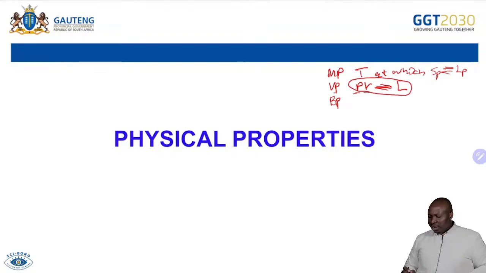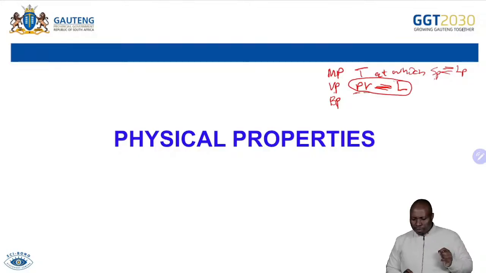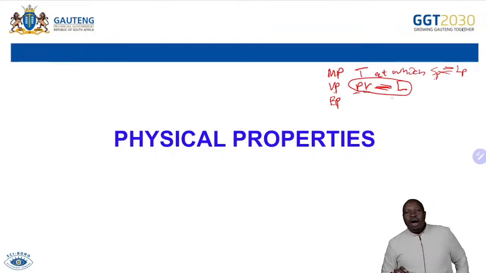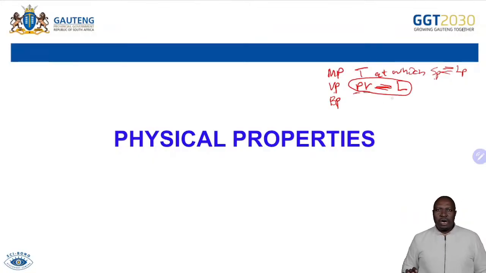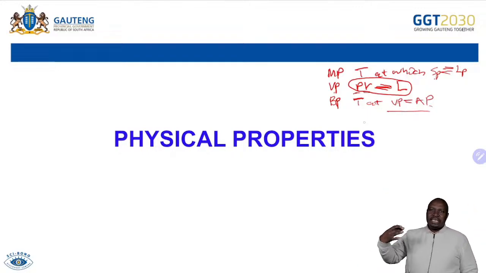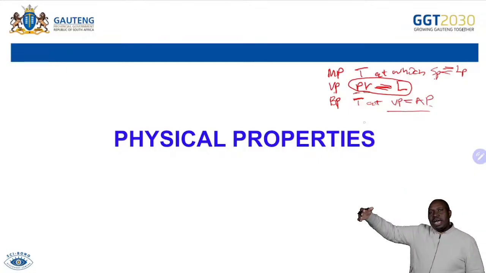So remember, we're saying melting point is the temperature at which the solid phase and the liquid phase are at equilibrium. And the vapor pressure is the pressure exerted by vapor at equilibrium with its liquid in a closed system. Now we have what we refer to as boiling point. Boiling point as well is not a point. It's a temperature at which the vapor pressure equals the atmospheric pressure. Don't make a mistake of saying the atmospheric pressure is equal to the vapor pressure. No, it is the vapor pressure that increases until it equals the atmospheric pressure.